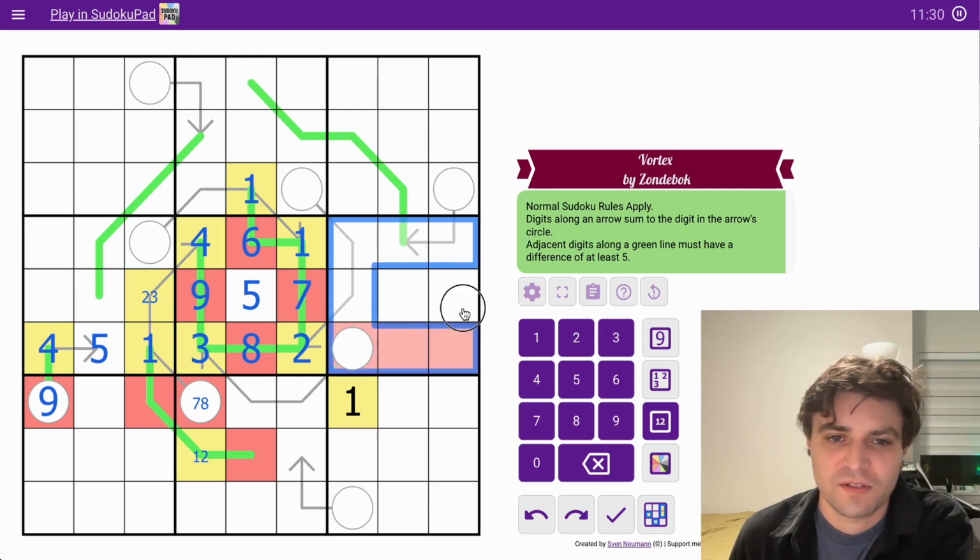The only other spot other than this one for a 5 is this one. That seems allowed. Is there any reason why this can't be a 5? If this was a 5, this could be a 2. These would add to 9. This would be a 9. This would then be 6, 7, 8, and 9.